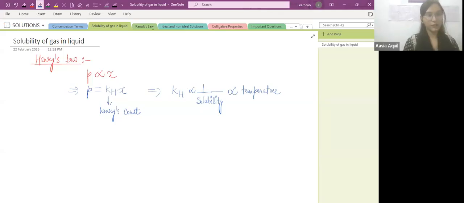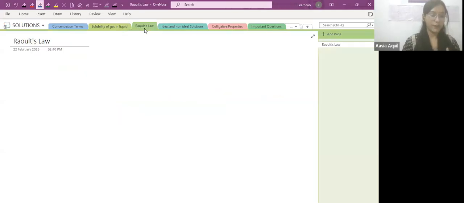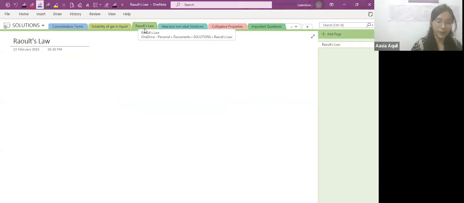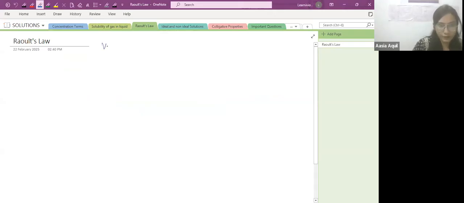Okay, next we will talk about the vapor pressure of solution. The pressure exerted by the vapor above the liquid surface in equilibrium with the liquid at a given temperature is called vapor pressure. What is vapor pressure? The pressure exerted by the vapors above the liquid surface in equilibrium with the liquid at a given temperature is known as vapor pressure. In vapor pressure, we will talk about Raoult's law, which is again a very, very important topic here. So let's see Raoult's law.